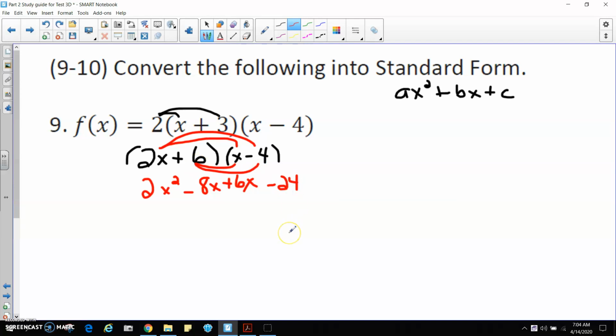Take a look. Check for any mistakes. We should be good. Now at this point, we will combine like terms. So I'm going to get a 2x squared. These two terms will give me a negative 2x. And this one will bring down as negative 24. And now we have this in standard form.